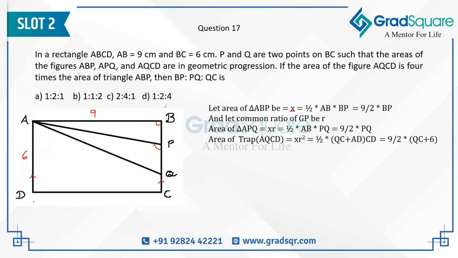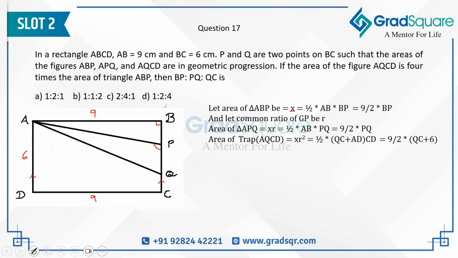Okay. Now CD is also the length of the rectangle, which should be equal to 9. So I'm putting CD as 9. So I get 9 by 2 into QC plus AD, and AD is the breadth of this rectangle, which is equal to 6. So I can write this as QC plus 6. So I have area of trapezium AQCD as 9 by 2 into QC plus 6.